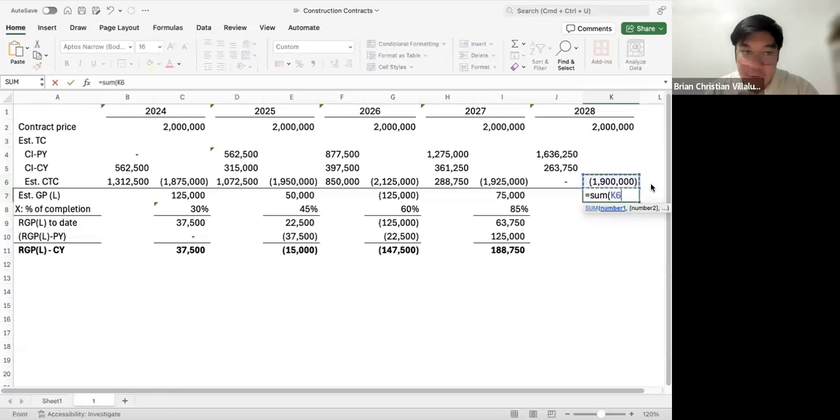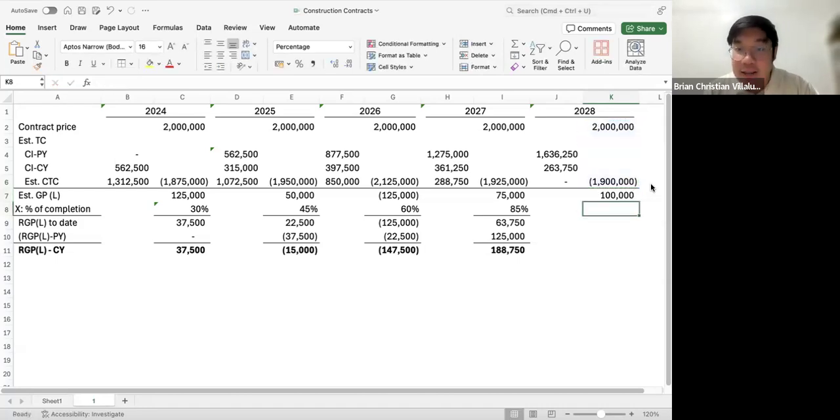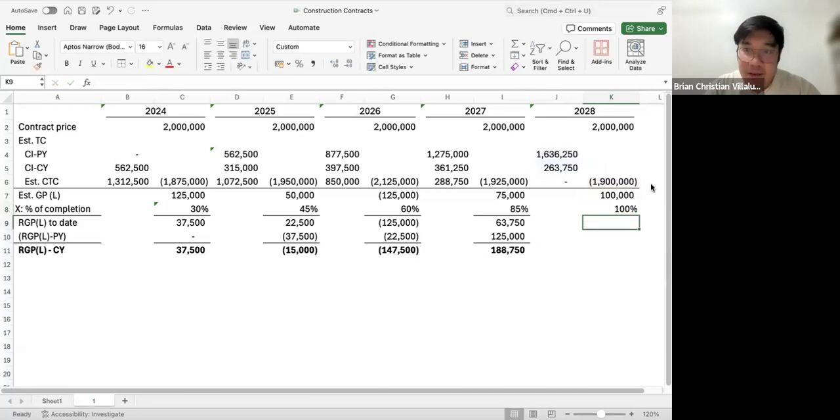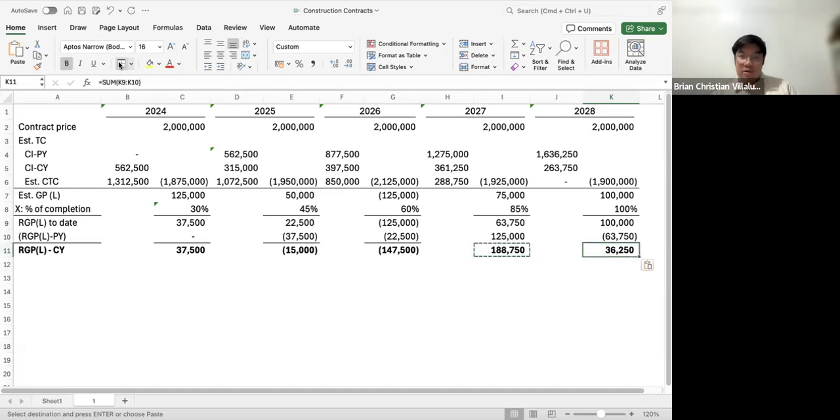So magkano ang actual gross profit natin? 100,000. Percentage of completion? Oh, matik na yan class, no? Kahit gawin nyo pa itong formula natin, magiging 100% na siya. So you will have to recognize the whole 100,000 na. Okay? Less mo na lang yung mga prior years para ma-squeeze out yung pang current year lang. Okay? So that would be 36,250 for 2028. So may profit tayong 36,250 for 2028. Okay?